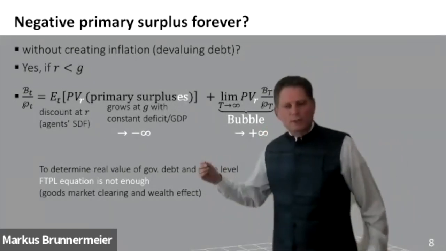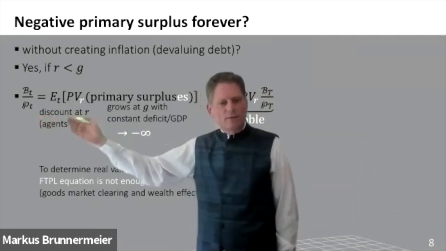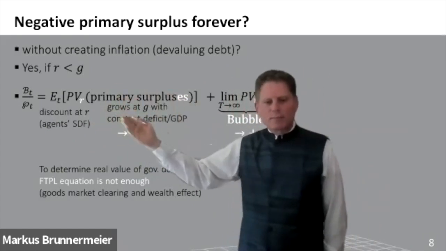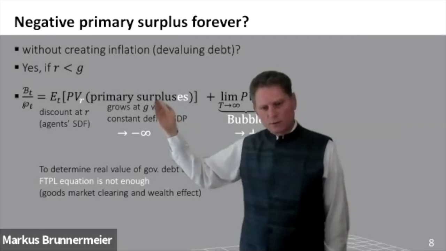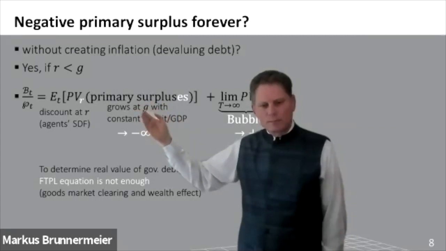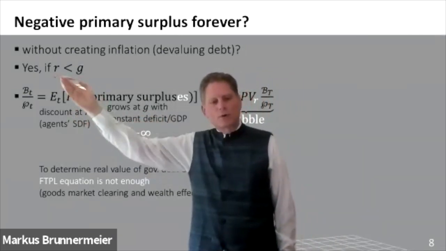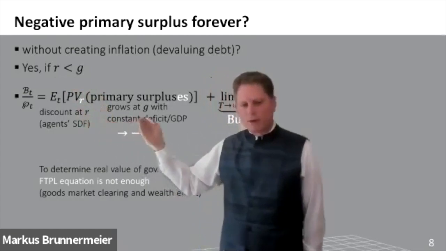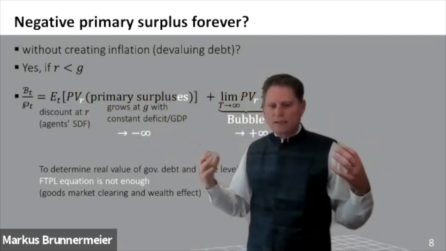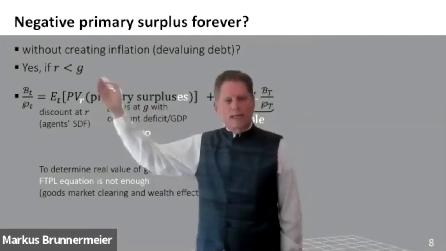But the way I would like to look at it today is, what's the real value of the government debt? The real value is the expected present value of primary surpluses. And let's suppose the primary surpluses are negative, so they're deficits, growing at the size of the economy G, and then we discount at the rate of R. And if R is smaller than G, this whole thing explodes. It explodes at the rate of G, but we only discount at the rate of R when we bring it to the present value. So this whole thing goes to minus infinity.